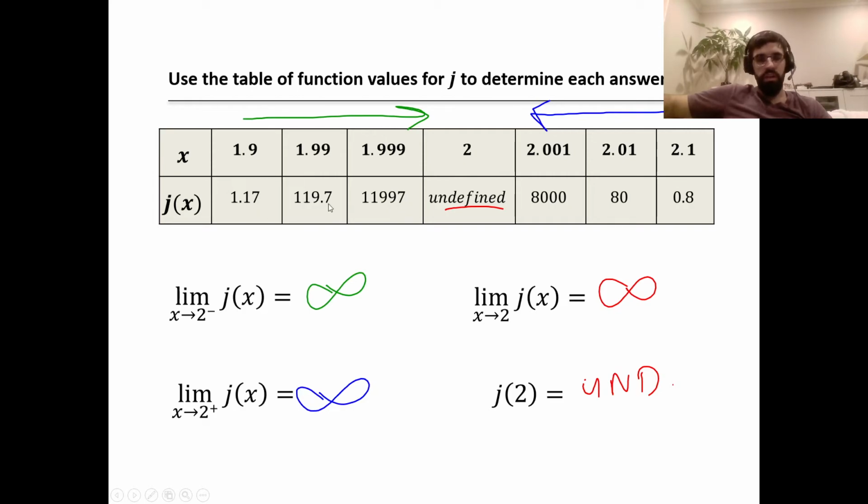And so what we're seeing here is a trend that the output doesn't seem to be approaching a limit. The numbers just continue to get even greater and even greater. So this tells us that the limit as x is approaching 2 from the left is going to approach infinity.